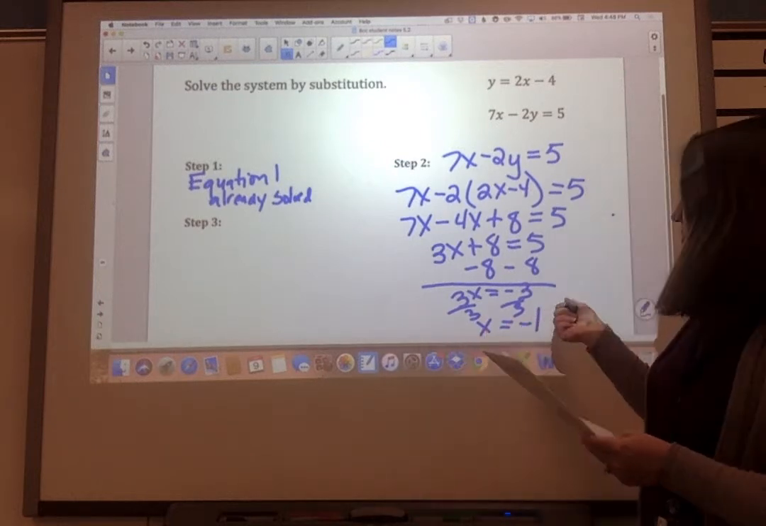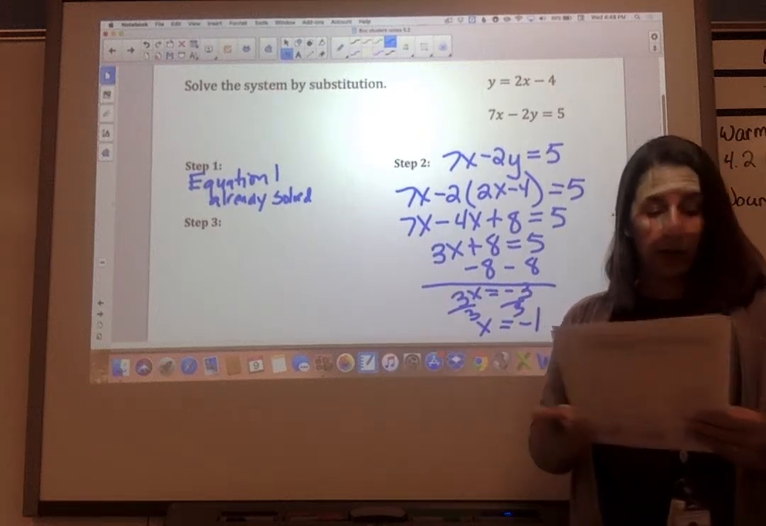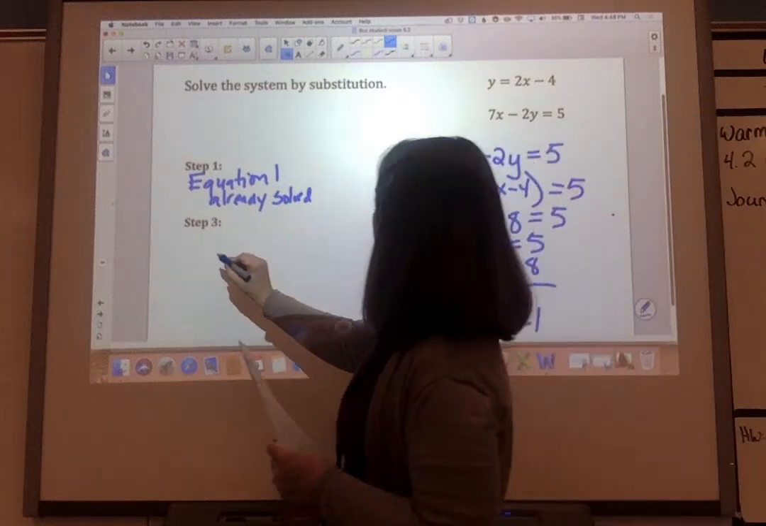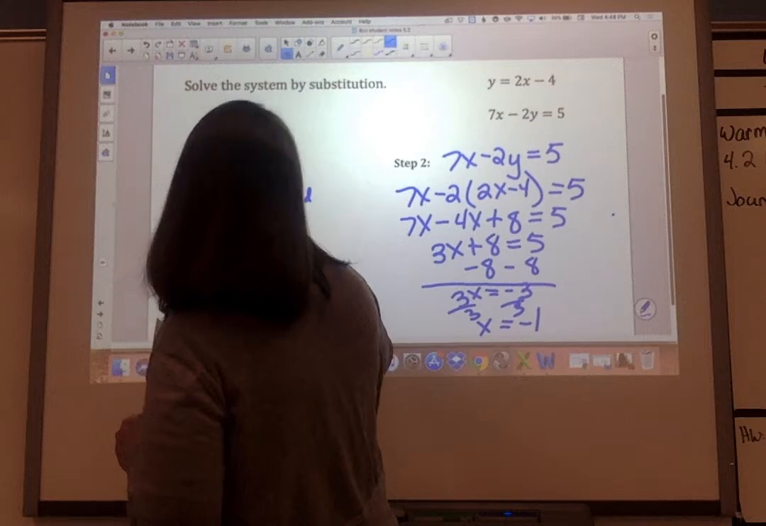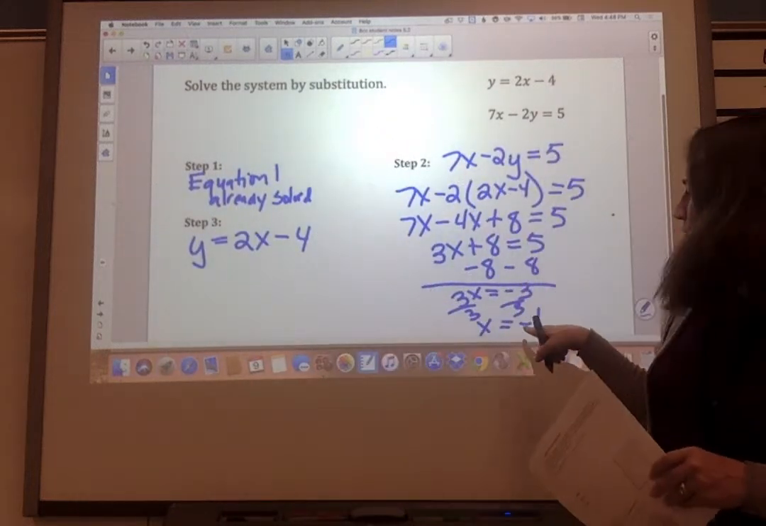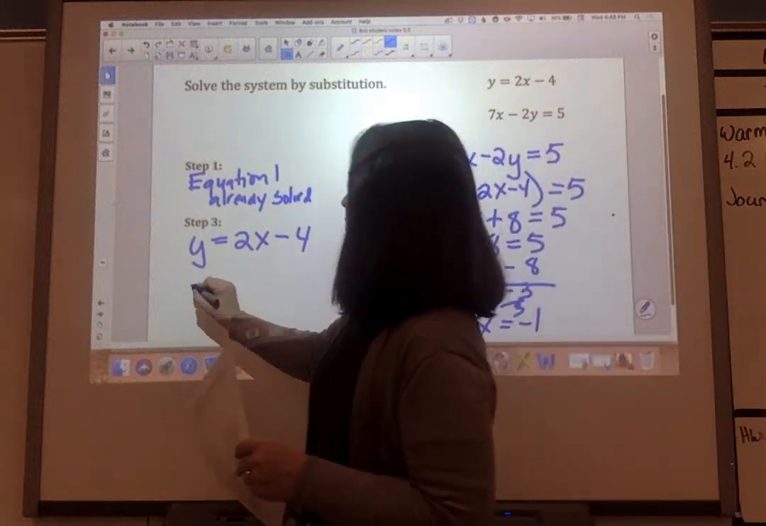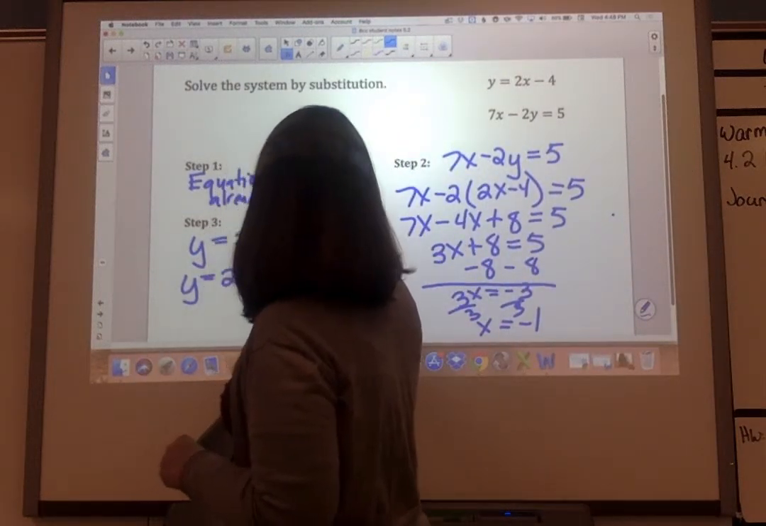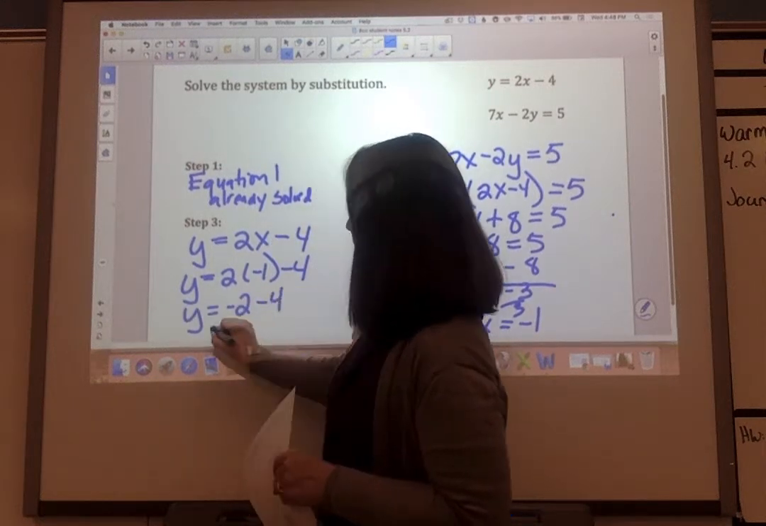Now we need to substitute this value into one of the equations to solve. Doesn't really matter which one we use. Let's go ahead and use this top equation this time. So we'll use y equals 2x minus 4. And now that we know that x equals negative 1, we can solve for y. So y equals 2 times negative 1 minus 4. y equals negative 2 minus 4.